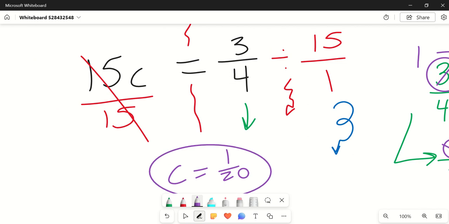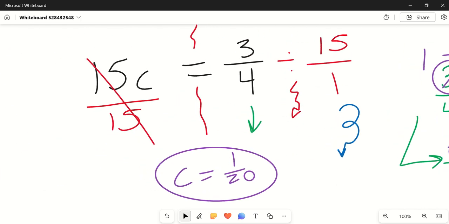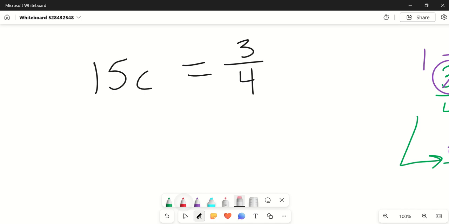If we didn't use inverse operations, wouldn't it just be a whole number? Because then it'd be something over 1. So go back to the original. Hang on, let me erase all of this. Operations, right? So it's 3 times 15, oh, never mind. No. Just remember, this is saying 15 times what would make it 3/4.